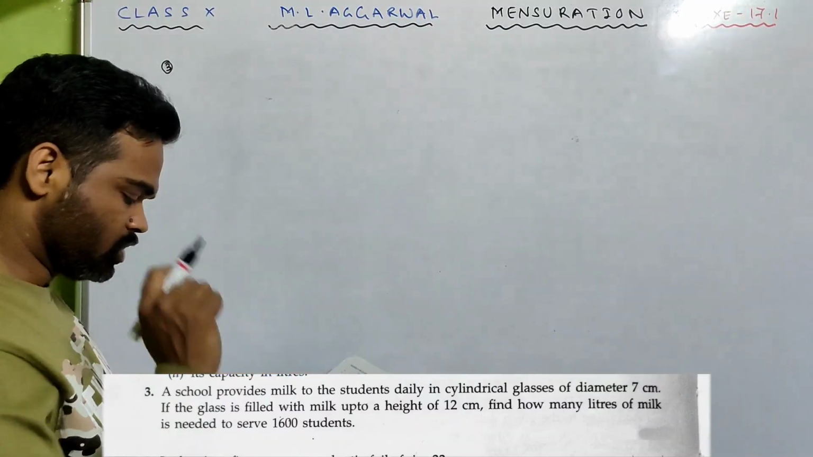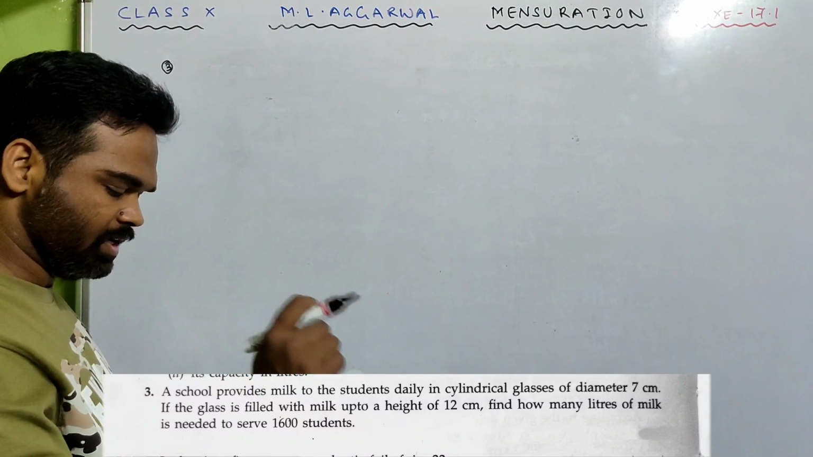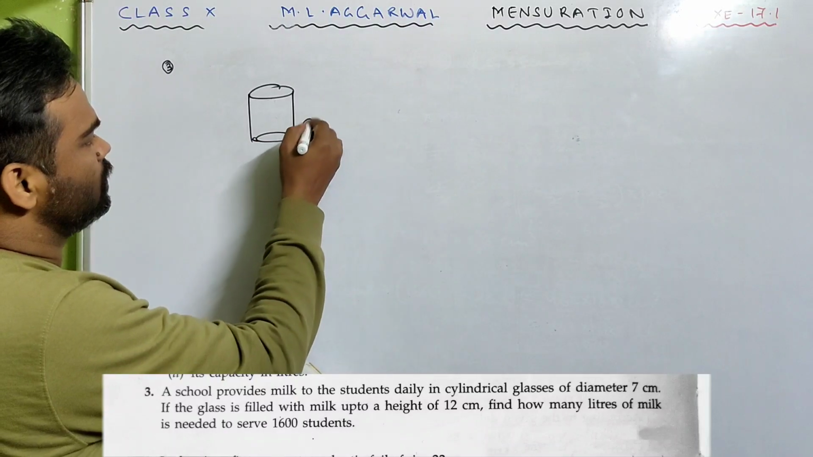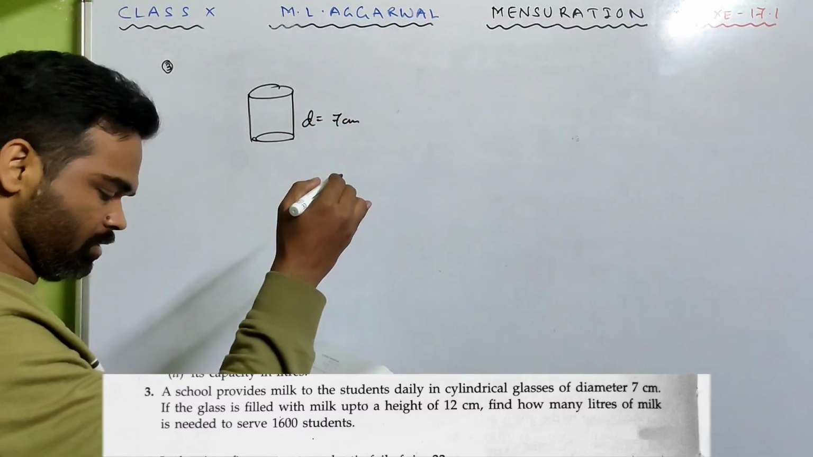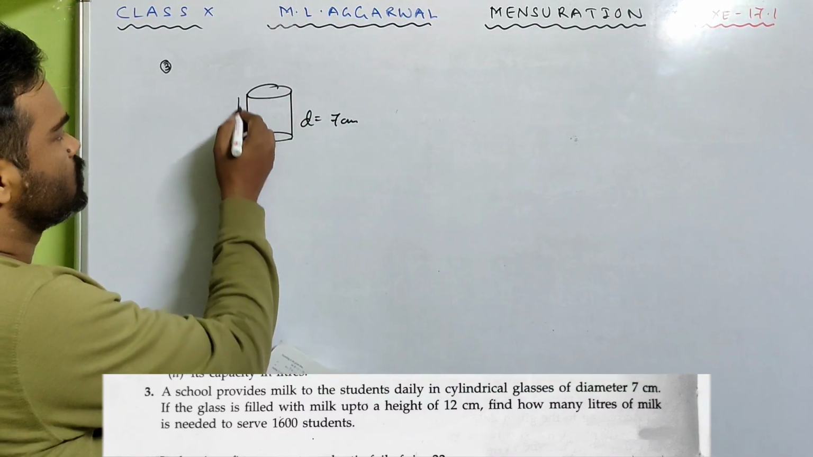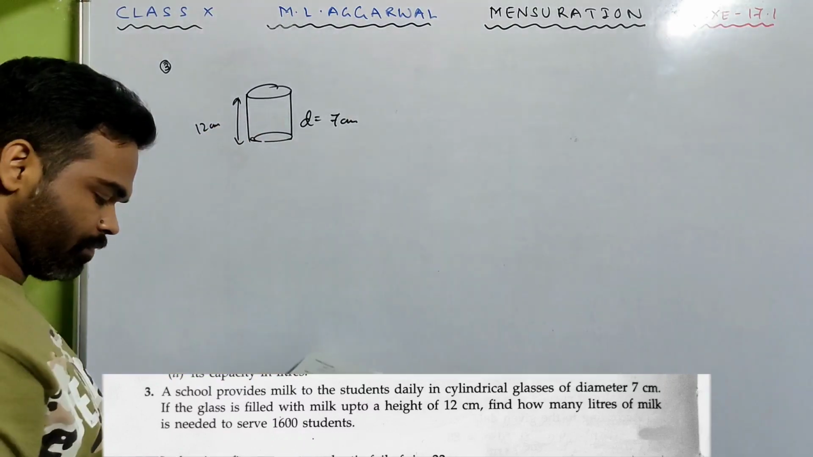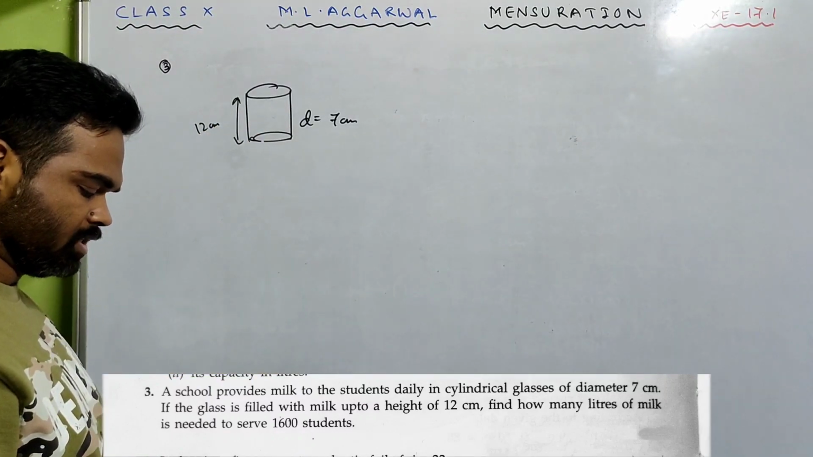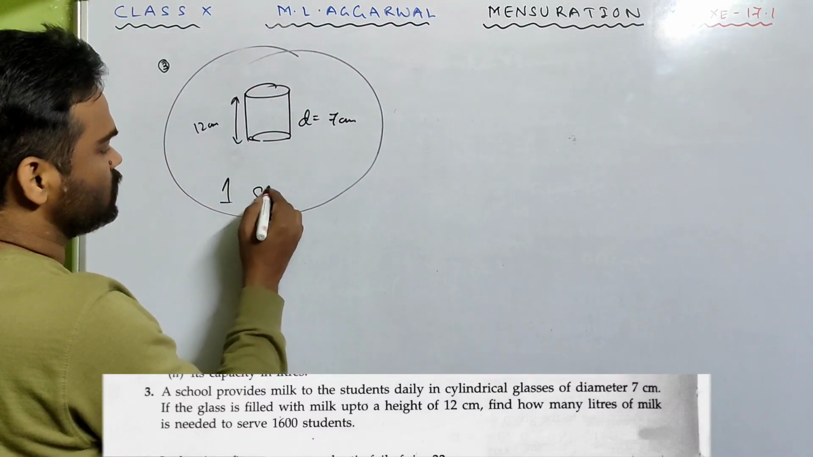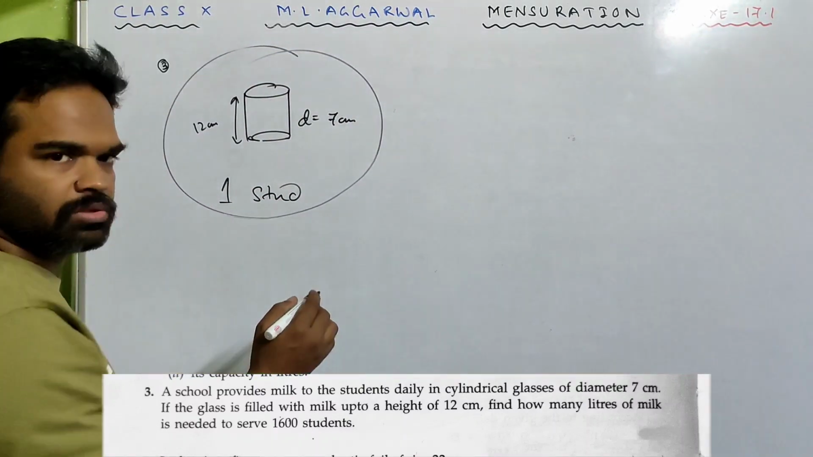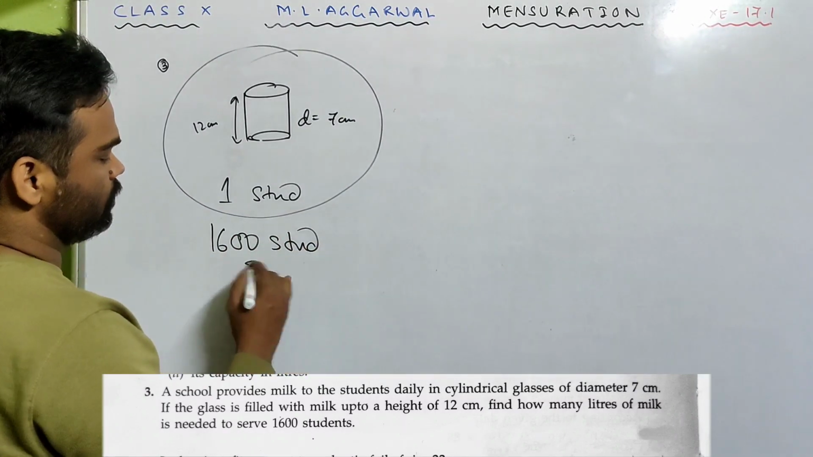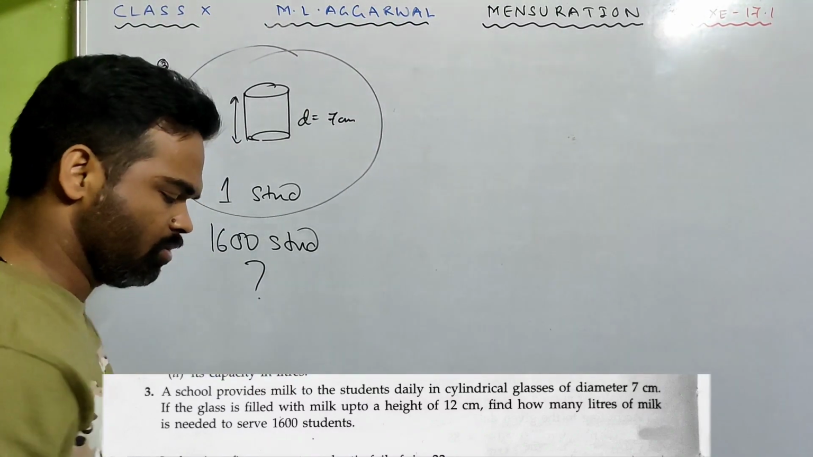Look at number 3. A school provides milk to the students daily in a cylindrical glass of diameter 7 centimeter. If the glass is filled with milk up to the height of 12 centimeter, find how many liters of milk is needed to serve 1600 students. This glass of milk is served to one student. So how much milk is served to 1600 students? That is what they have asked. Now look carefully.